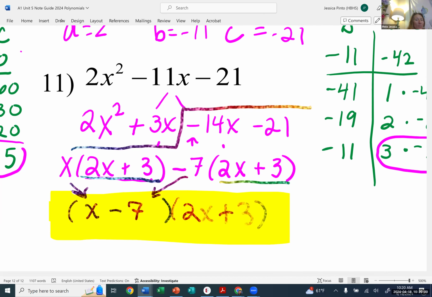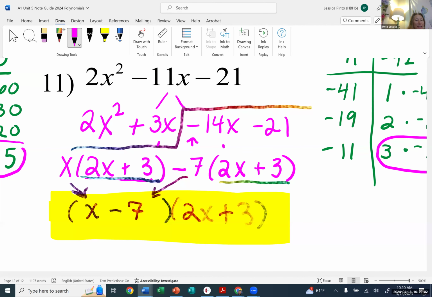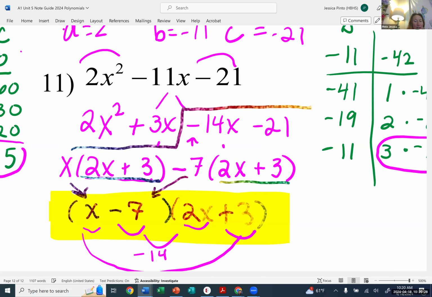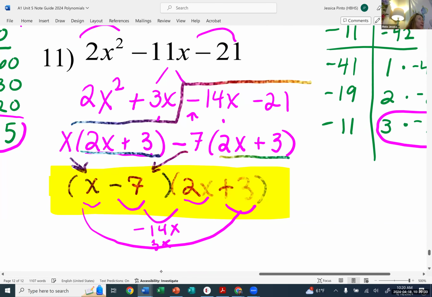Let's take a look at the pattern of the answer. I've got x times 2x. That's the first. Yes, that would make 2x squared. I have negative 7 times positive 3. That's the last. That would definitely make negative 21. In the middle, I'm going to get negative 14. And on the outside, I'm going to get 3x. And so those would give me that negative 11 in the middle. So this works out perfectly.